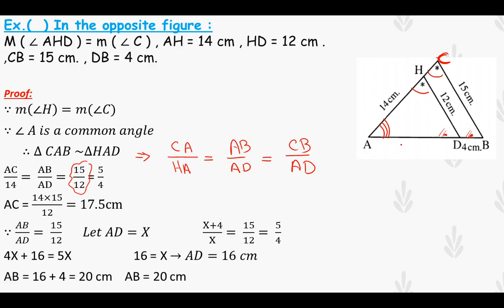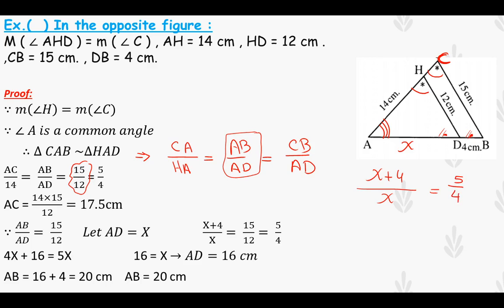Okay, so I will let the length of AD equal x. Okay, so if I want to write AB over AD, AB will be x plus 4, because AB equals AD plus DB. So we can write AB as x plus 4 over AD, whose length equals x, equals CB over HD, which equals 15 over 12, and in the simplest form it will be 5 over 4.